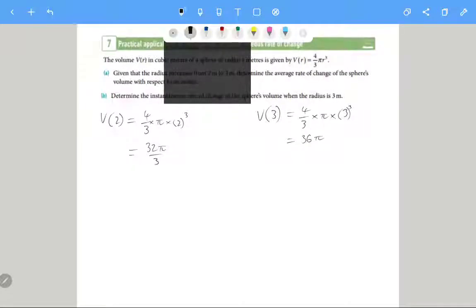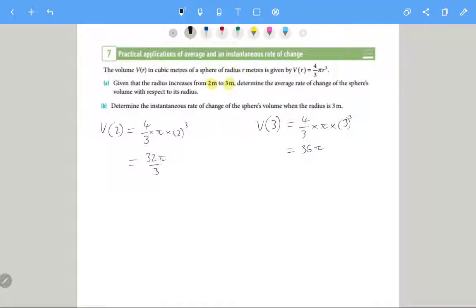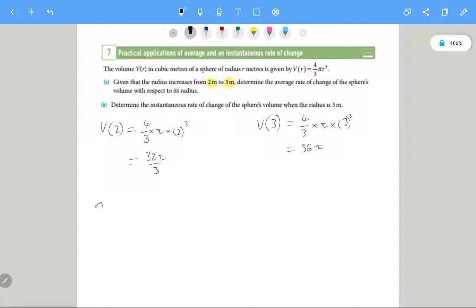All right, so we've got our two endpoints. Now we can start comparing them using the average rate of change. So it's going to be the y coordinates on the top over the difference in the x coordinates. So 36 pi minus 32 pi on 3, all over 3 minus 2.